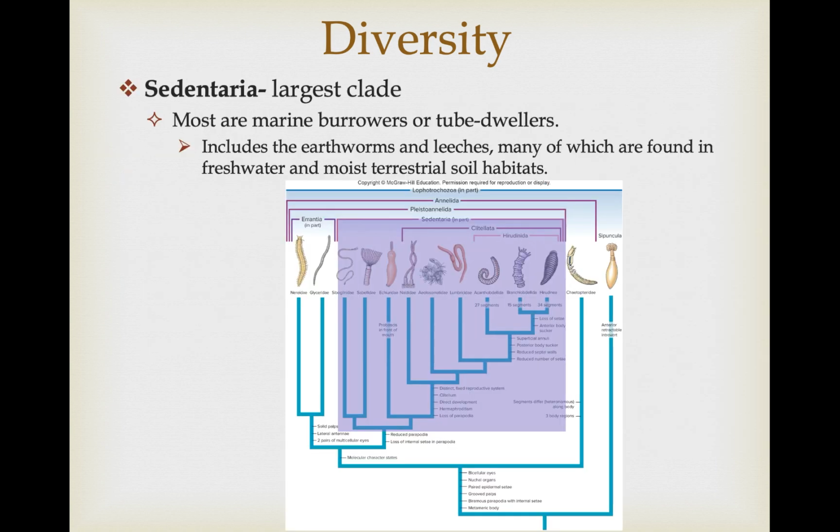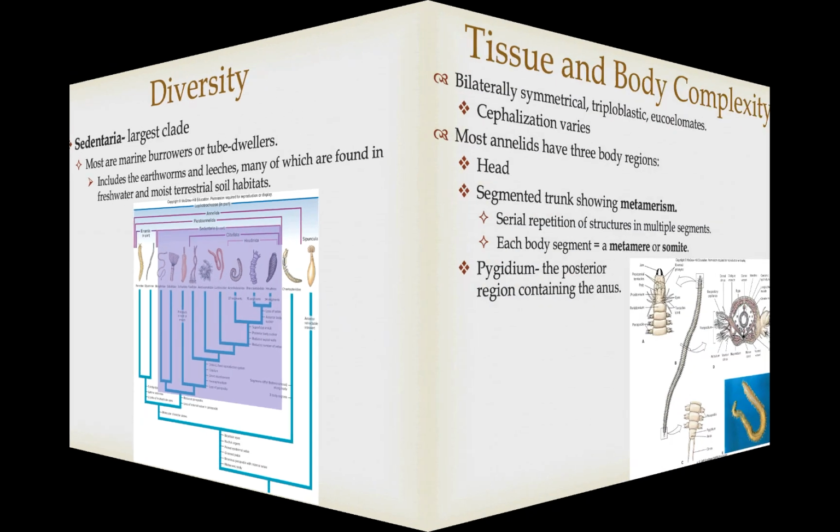But by far the largest clade is the Sedentaria. So this implies that these are sedentary worms that aren't moving. And most of these are marine burrowers or tube dwellers, so they are sessile, but it does include some of the mobile groups that you're most familiar with, the earthworms and the leeches. So this is the name that really isn't quite as appropriate as it used to be.